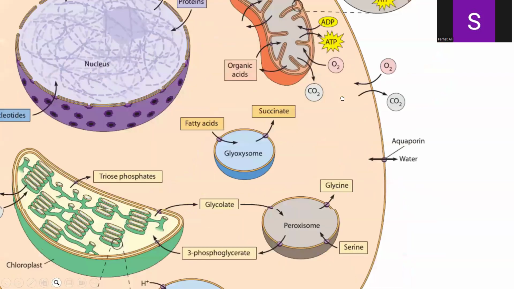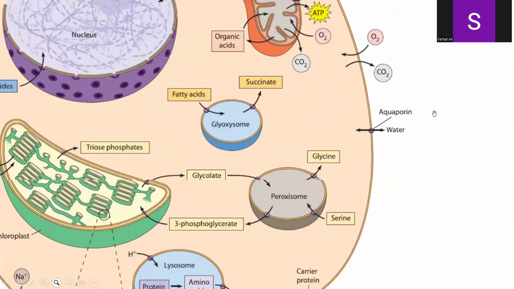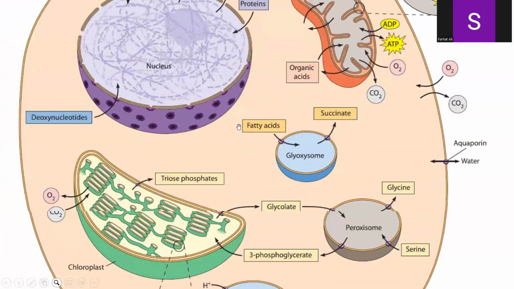Then there are other different types of transport processes going on. For example, every cell requires to maintain a certain concentration of water molecules. So the transport of water is mediated by these special proteins, which are called the aquaporins. Then there are other biosynthetic as well as catabolic processes going on in the cell.